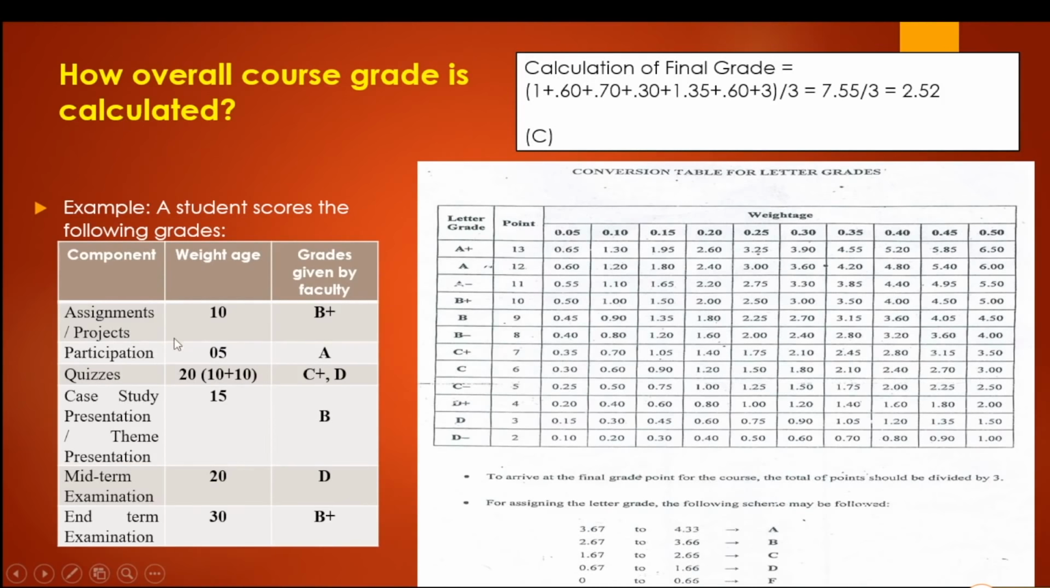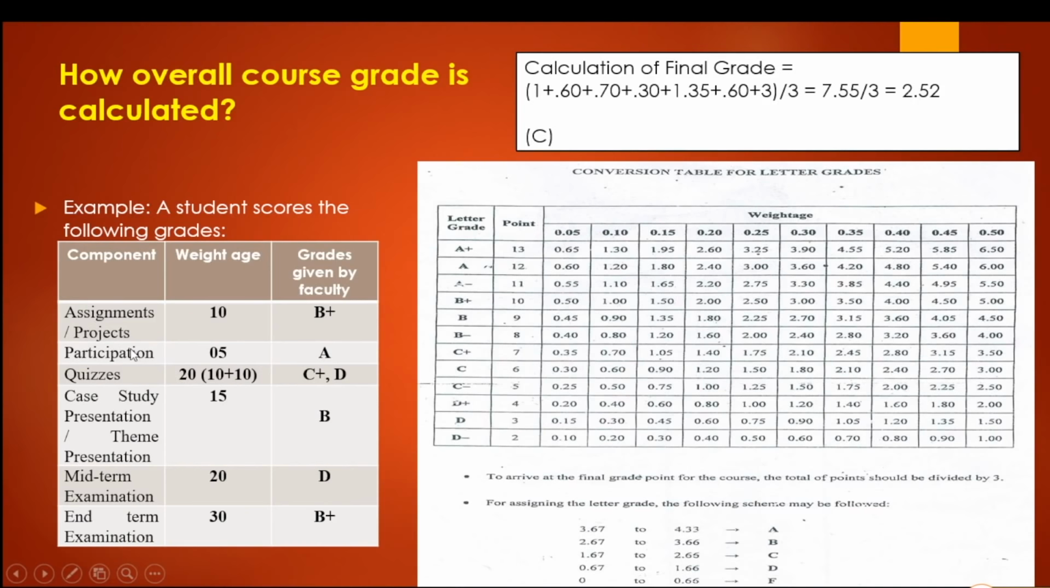Now how do we calculate the final grade of this particular subject? So let us see. For assignment, the weightage was 10% and the student got B plus. At 10% and B plus, what is the value? It is coming out to be 1. Just see the cursor of my mouse. We have given 10% weightage and the grade is B plus. So we get 1 here, and this 1 has been placed here in the calculation of the final grade at the top.